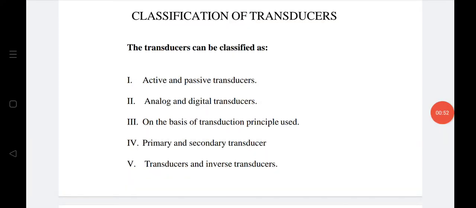When you come to the classification of transducers, they are basically classified into 5 different types. The first one is active and passive transducers, and the second one is analog and digital transducers. The third is on the basis of transduction principles used, and the fourth is primary and secondary transducers. The fifth is transducers and inverse transducers.